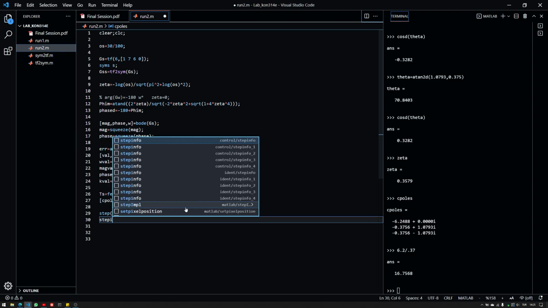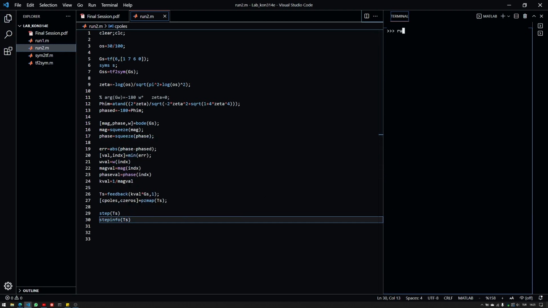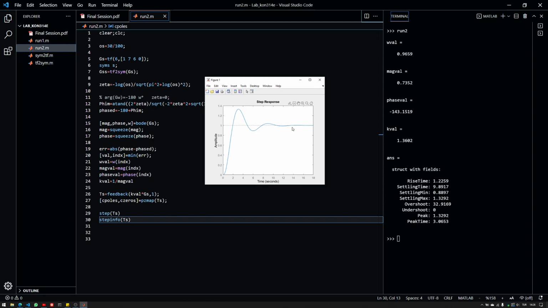So now we can basically use step(Ts) and stepinfo(Ts) to get the necessary results here. As you can see, we have overshoot 32.9169, so that's quite good. And we can also see that the overshoot here is kind of what we expected here. So yeah, we basically have what we were looking for.